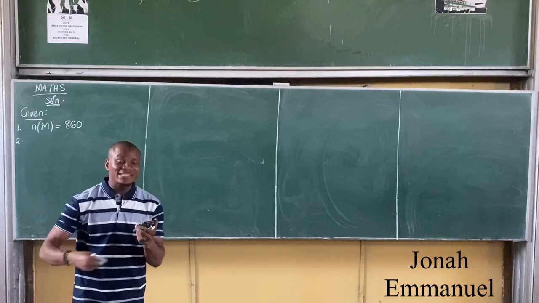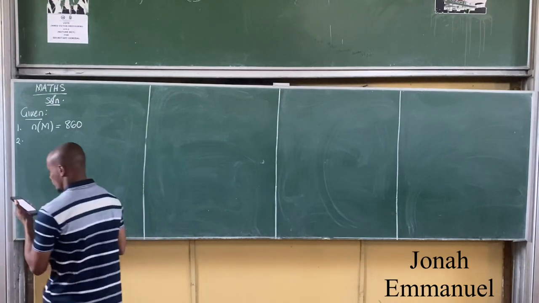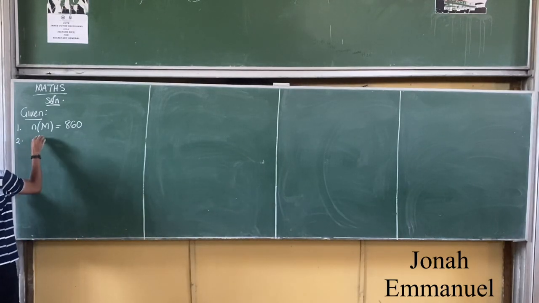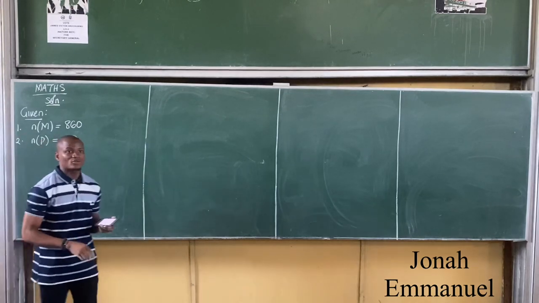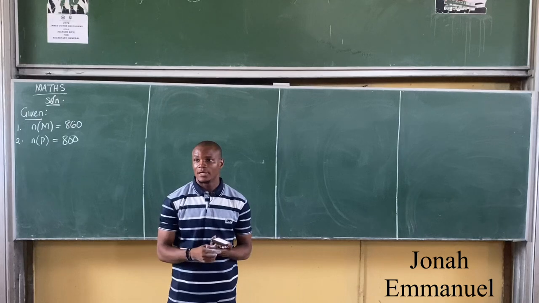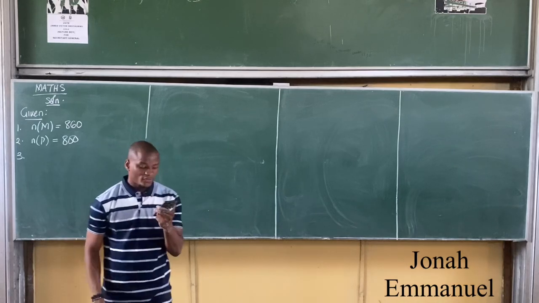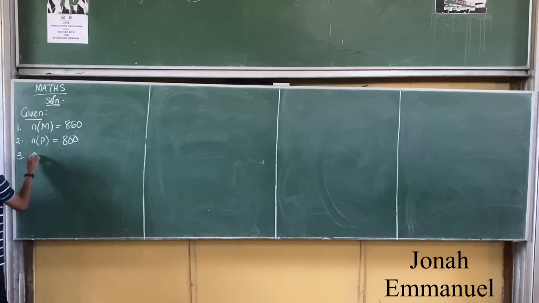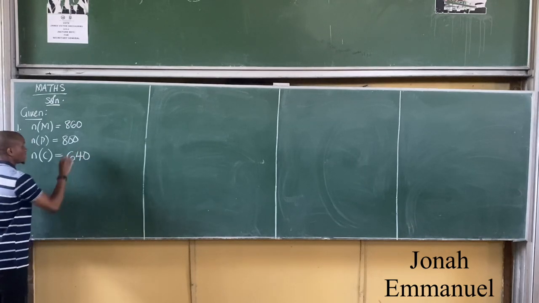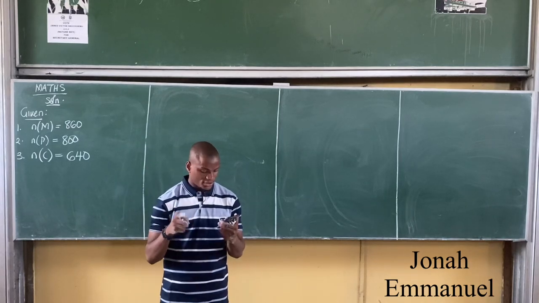Number two, let the number of students who took physics be P. So how many physics can you give there? 800. So n of P is equal to 800. Next up, number three, let the number of students who took chemistry be C. Of course, n of C becomes 640.